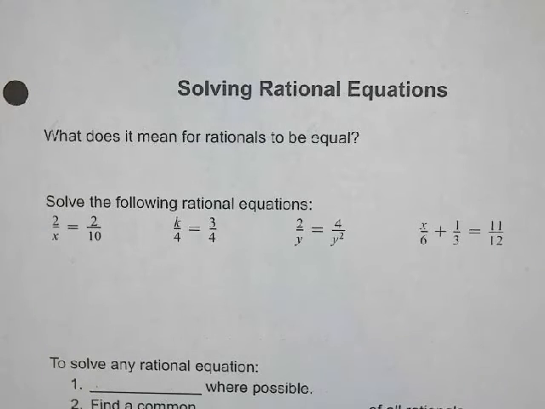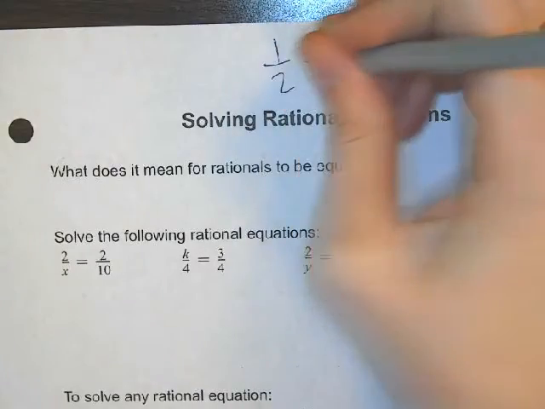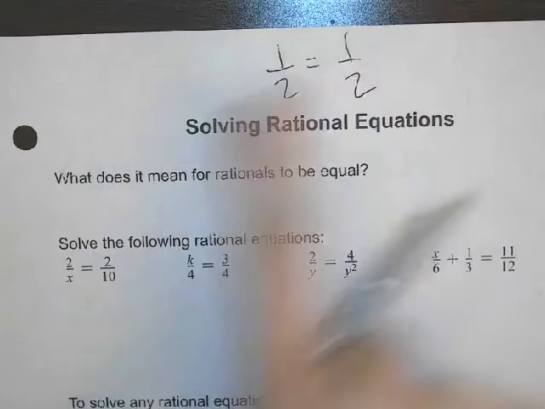Okay, so if we are solving rational equations, that means we're going to see equal signs. What does it mean if a rational is equal? For instance, if I give you 1/2, what's equal to 1/2? A half. How do you know that? Because the what's the same?